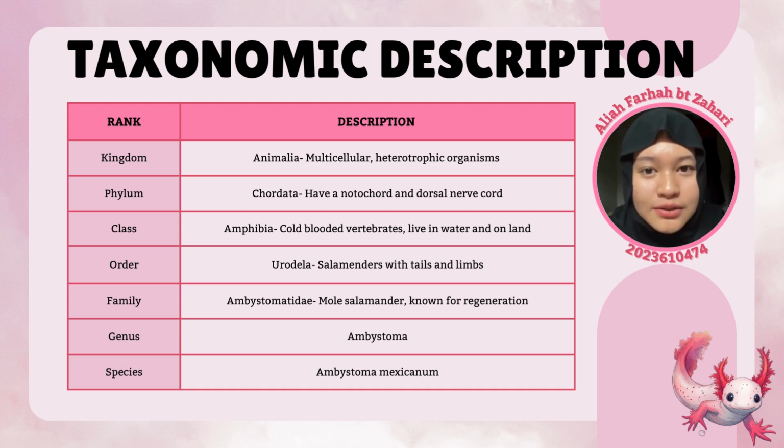Right now I am going to talk about the taxonomic description of axolotl. Axolotl belongs to the kingdom Animalia, which includes all multicellular animals. It is in the phylum Chordata because it has a notochord and a dorsal nerve cord. As an amphibian in the class Amphibia, axolotls are cold-blooded and usually live in aquatic environments. They are part of the order Urodela, which includes salamanders that have tails and four limbs. In the family Ambystomatidae, axolotls are grouped with other salamanders known for their unique ability to regenerate body parts. Finally, its scientific name is Ambystoma mexicanum.